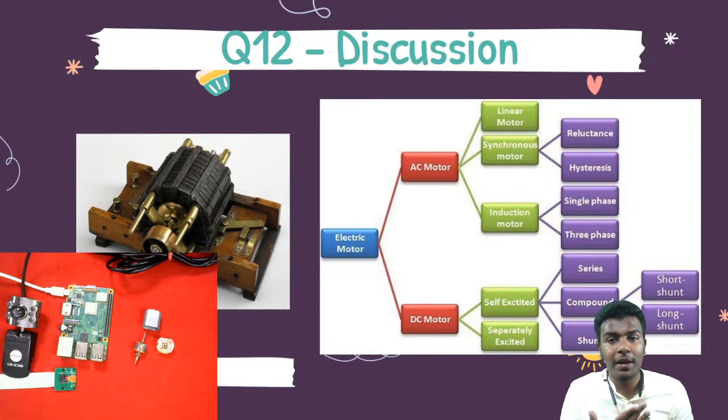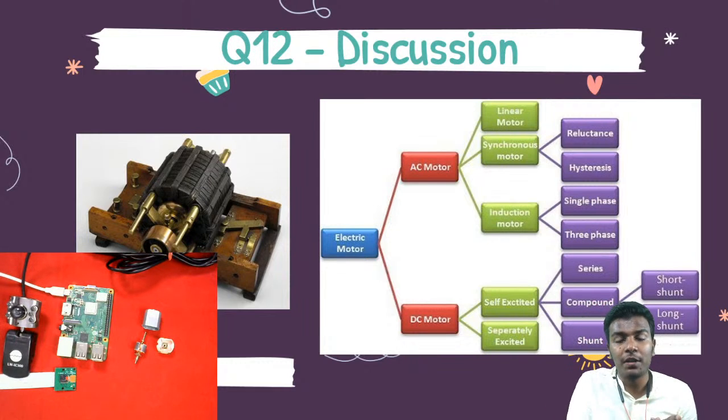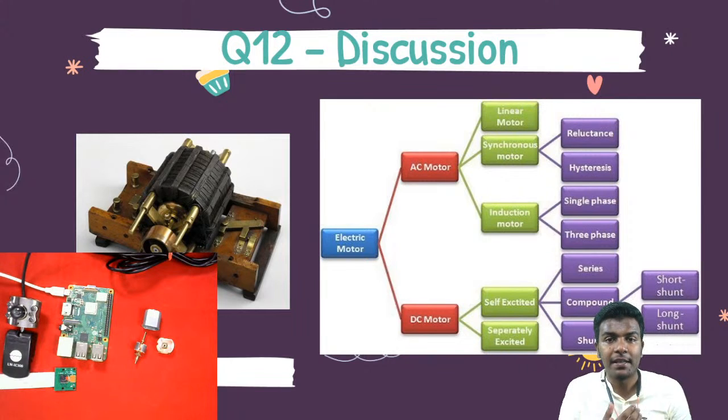On that, the AC motor is going to have linear, synchronous and induction motors. On induction, there are single phase and three phase, you can read it. Okay, each and every motor is used for a certain application based on your requirement. For example, the fan which is present here is going to use a DC motor. Okay, so DC or AC motor, that is based on your purpose.